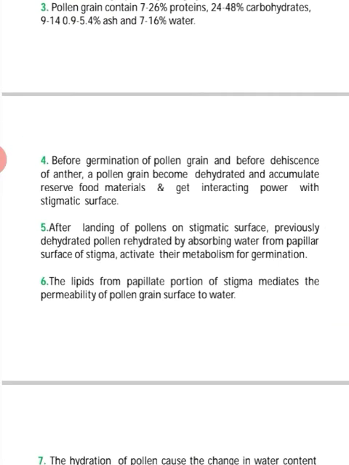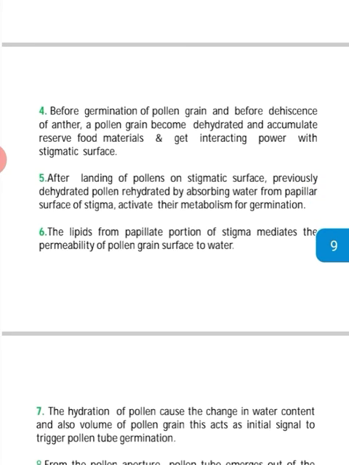Before germination of the pollen grain and before dehiscence of the anther, the pollen grain becomes dehydrated and accumulates reserve food materials and gets interacting power with the stigmatic surface. This is very important. Pollen grains become dehydrated, they are full of food material, and they have a power of interacting with the stigmatic surface. There is some recognition there.